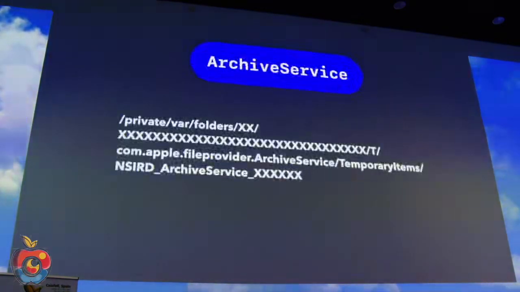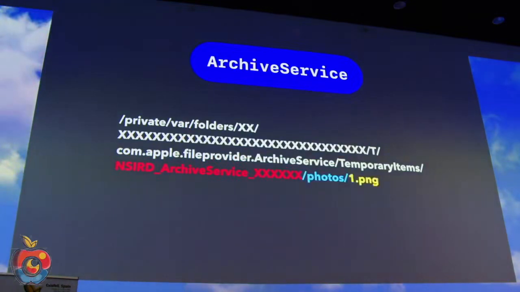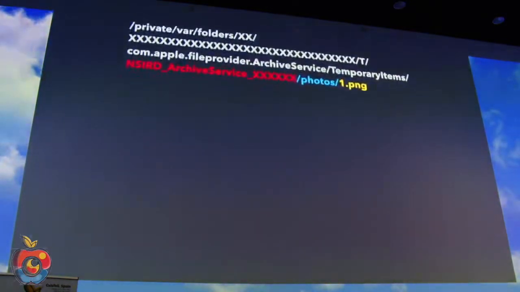Archive service process writes the extracted contents to a temporary directory located at the path prepended with the name nsird archive service. Within this temporary directory, it will hold our extracted archive files and folders. Here we can see our photos folder and our various images as expected.